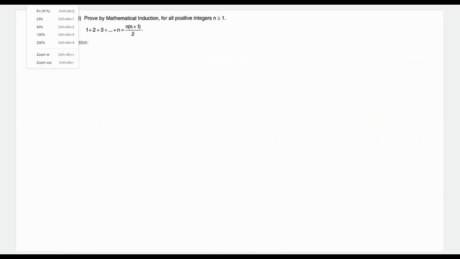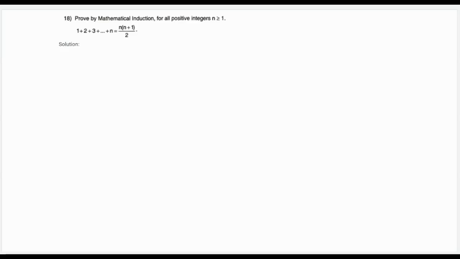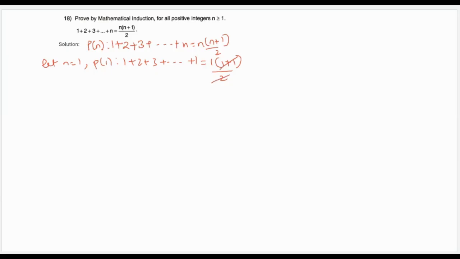Moving on to the next question: prove by mathematical induction, for all positive integers n greater than or equal to 1, that p of n is 1 plus 2 plus 3 plus up to n equals n into n plus 1 divided by 2. Let's take n equals 1. p of 1 is 1 equals 1 into 1 plus 1 divided by 2. The 2 and 2 get cancelled, so 1 equals 1, so LHS equals RHS. Therefore p of 1 is true.